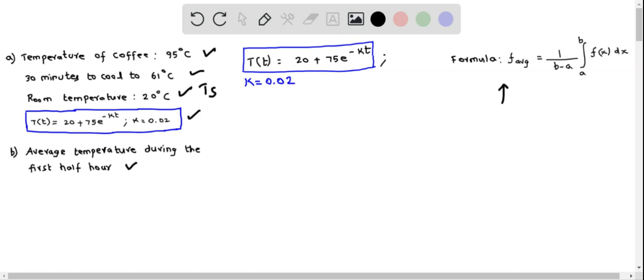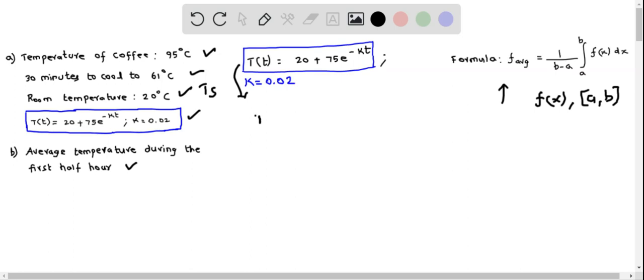That is, f average is given by 1 by b minus a integral of a to b f of x. That is, for a function f of x defined over the interval a comma b, this is the formula to find the average value of the function. So which means we can utilize this temperature function to determine the average temperature.